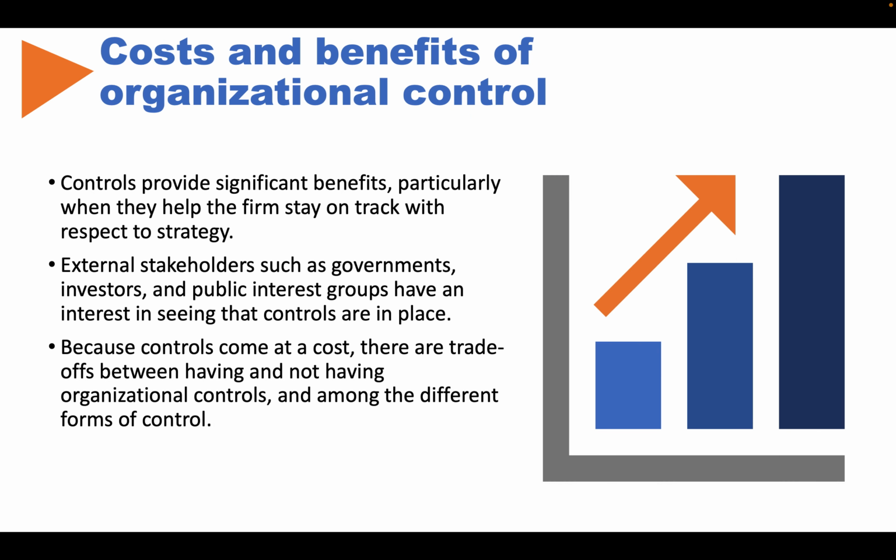So as we've seen, organizational controls provide benefits to companies, especially when they help the company stay on track with respect to its strategy. External stakeholders too, such as governments, investors, maybe even the public, have an interest in seeing that certain types of controls are in place. That's a safeguard, right? However, controls bring a cost. So trade-offs must be made between whether or not we are going to have controls in the company, and we need to balance the trade-offs among the different types of controls, whether there are financial controls, non-financial controls, etc., that we have in our company.